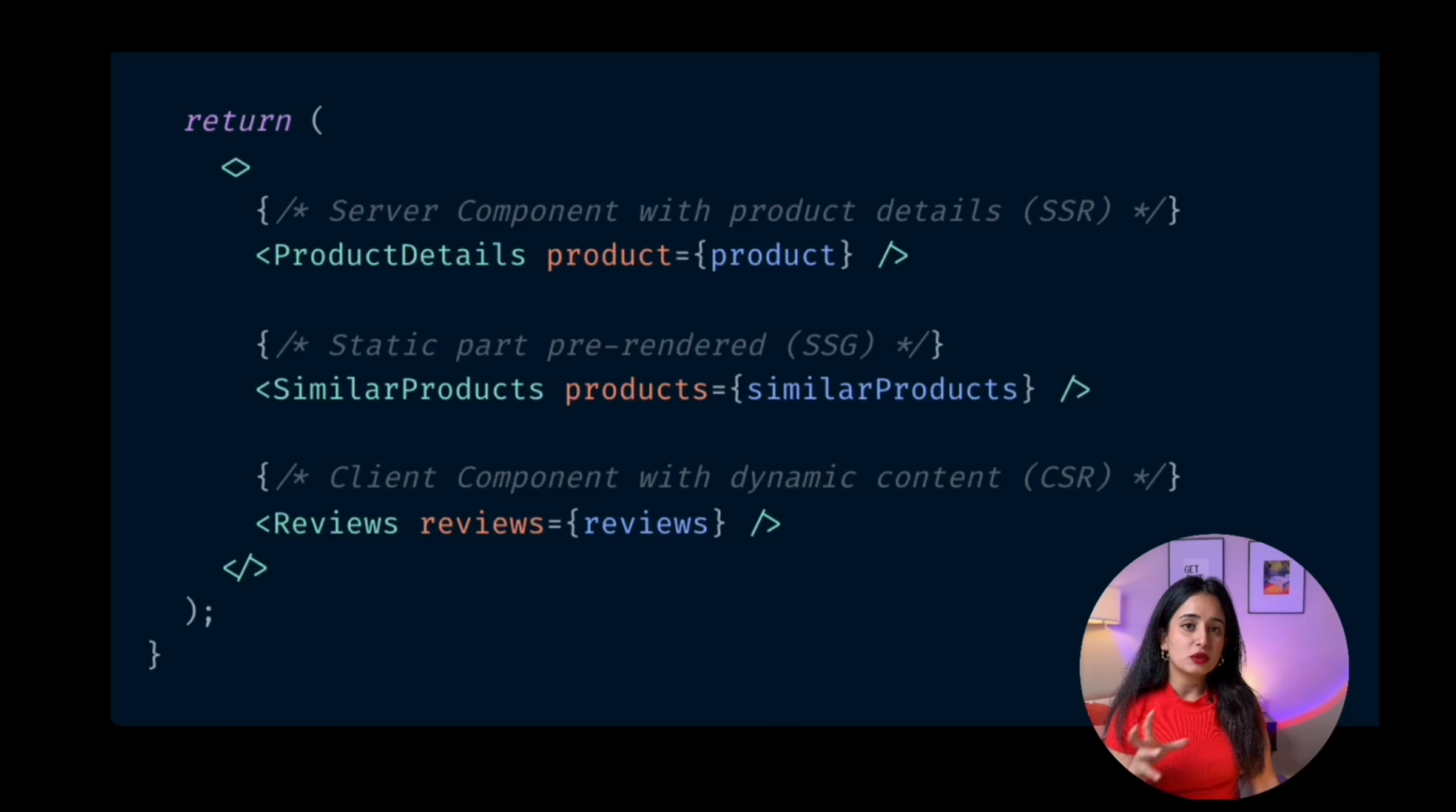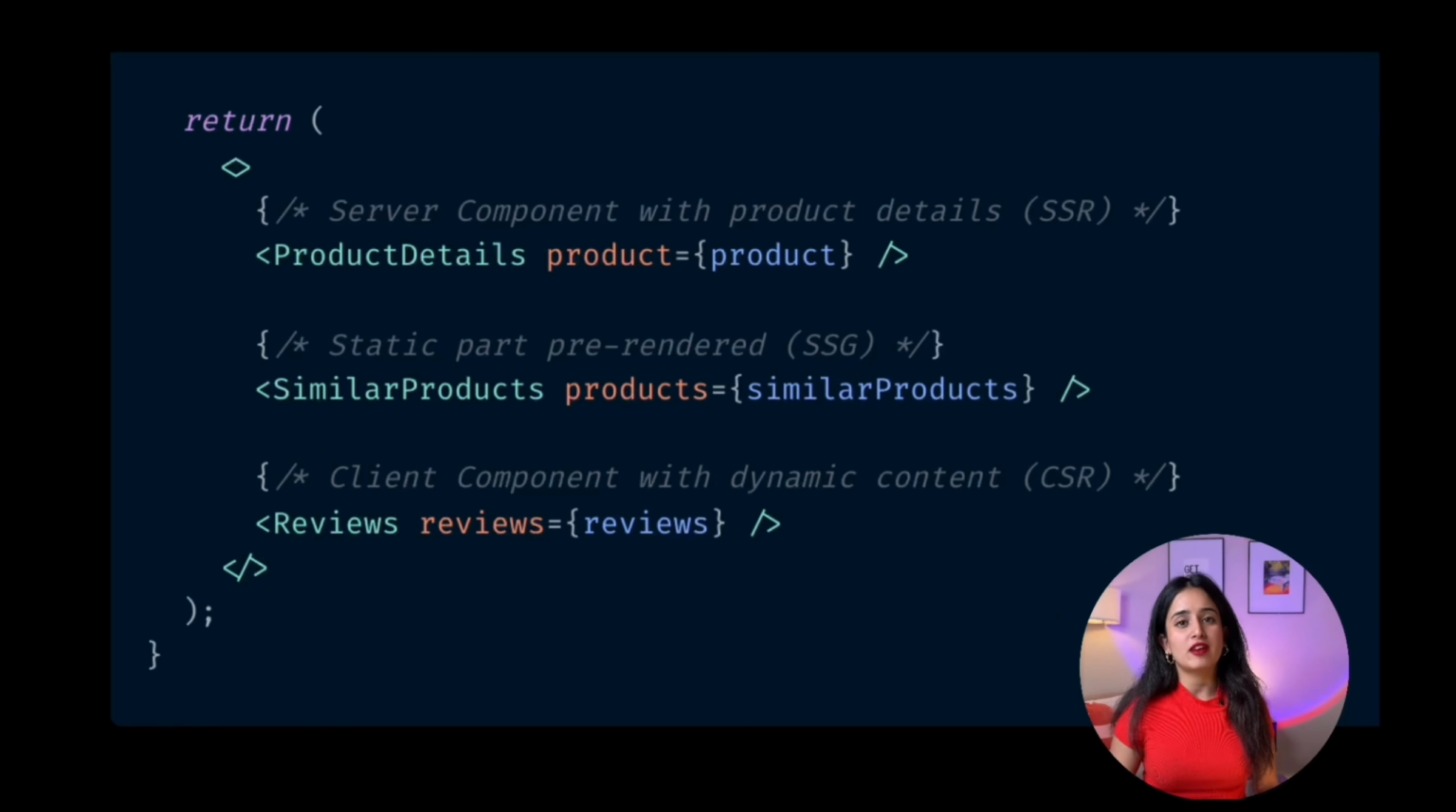Then you might have other products that are similar to that product. Typically on Amazon.com, you'll see at the bottom there'll be a related product section. That kind of content doesn't change very often. Or even if it changes, it can be changed after a few days. This kind of content can be SSG, statically generated, and you can put it on the CDN.